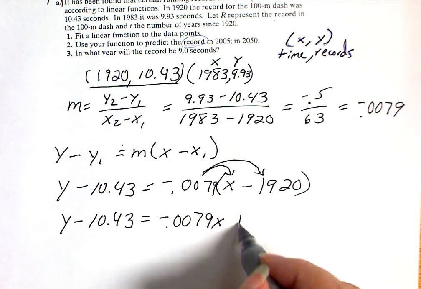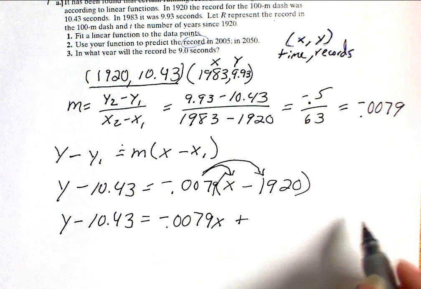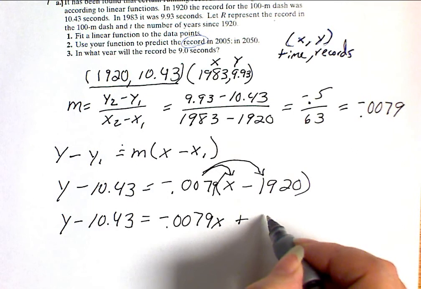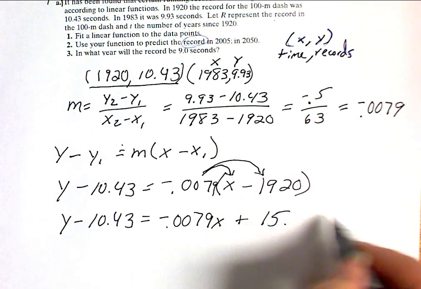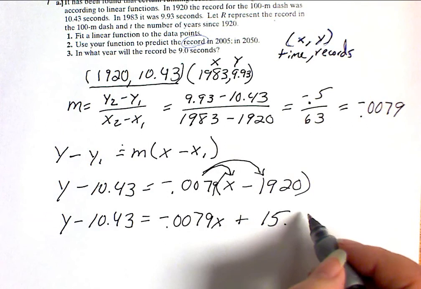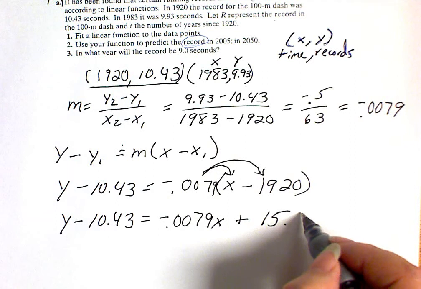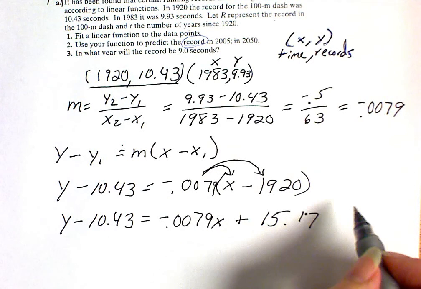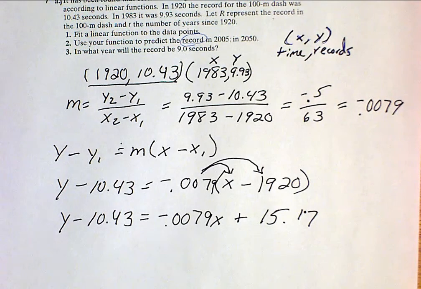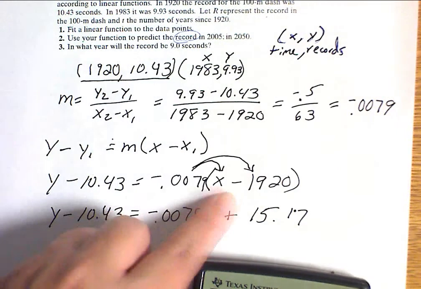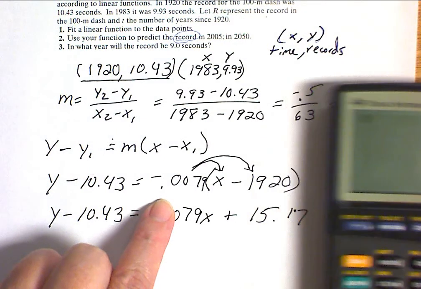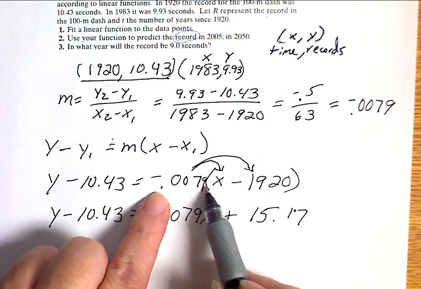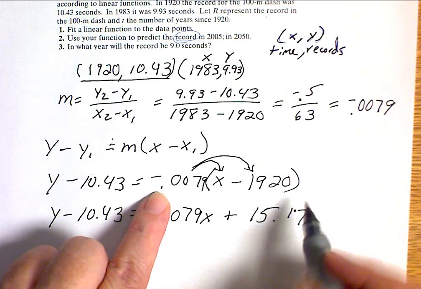Negative times negative is a positive. And in your calculators, you should get 15.168. Remember, negative is positive, so you take 0.0079 times 1920. And I just rounded up.